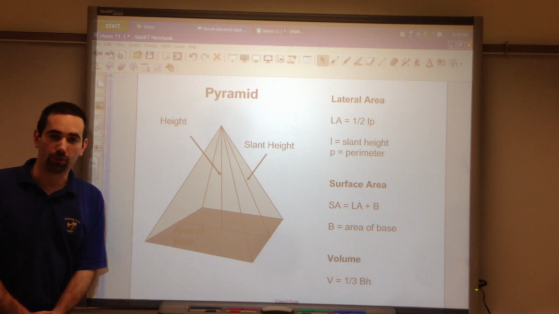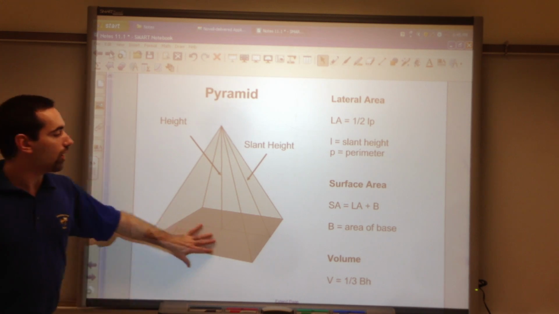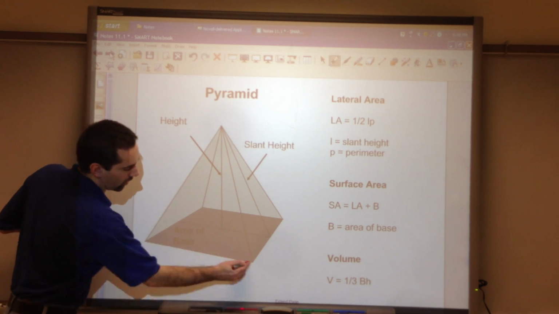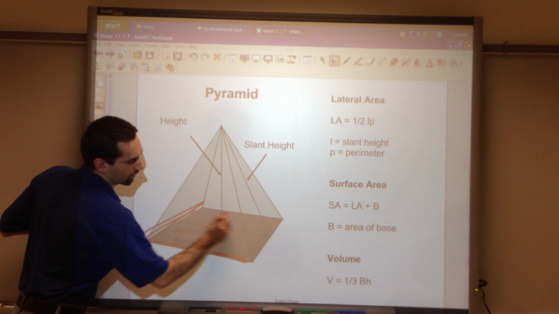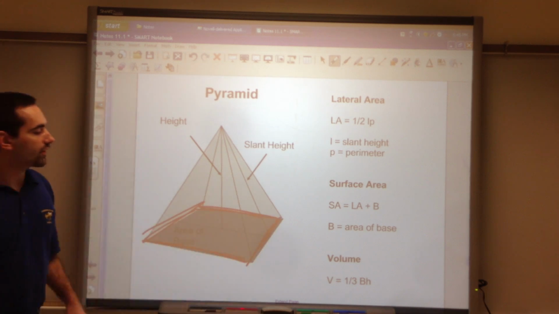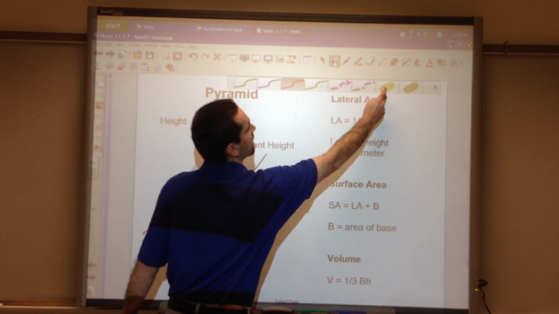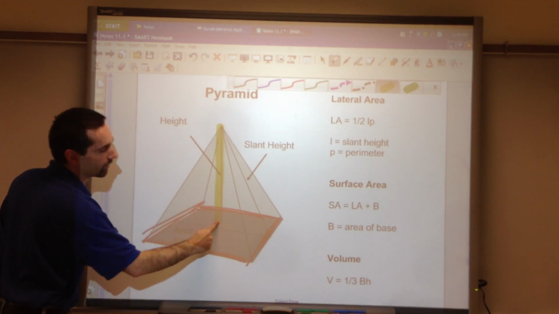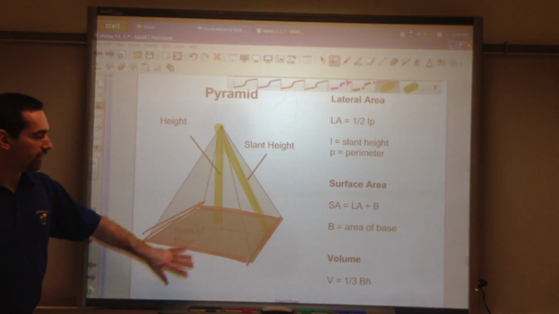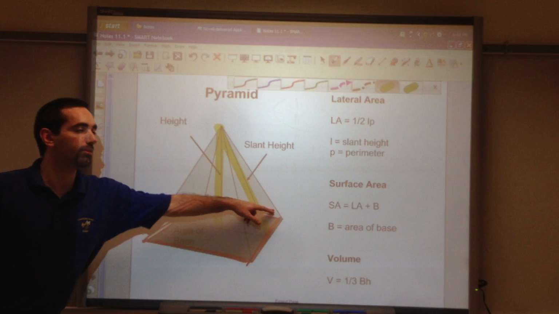Now let's talk about a pyramid. A pyramid, what we're going to be working with, has square bases. So in other words, all of these sides on the base are all congruent. So we've got a couple things here. We've got the height of the pyramid, the slant height of the pyramid, the area of the base, also the perimeter of the base.